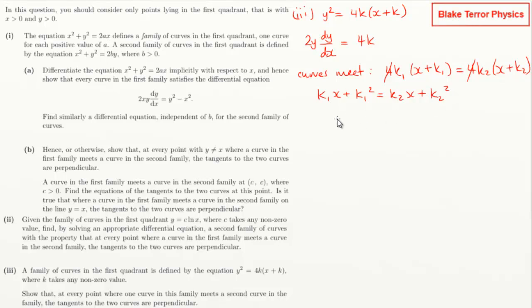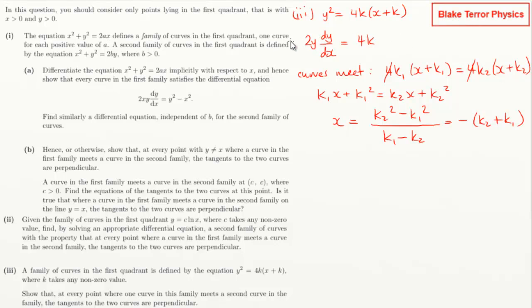So I need to get x to be the subject of all of this. So that is going to be k2 squared minus k1 squared divided by k1 minus k2. So we're going to have k2 plus k1 times k2 minus k1 at the top. So we can cancel and leave a minus overall. So we'd have minus k2 plus k1. Okay, so that is our x coordinate of where everything's going on.